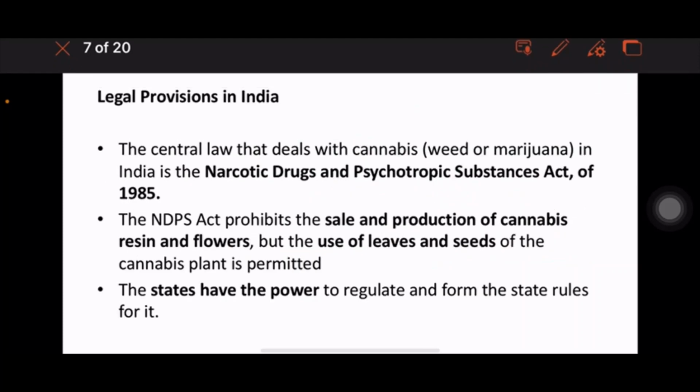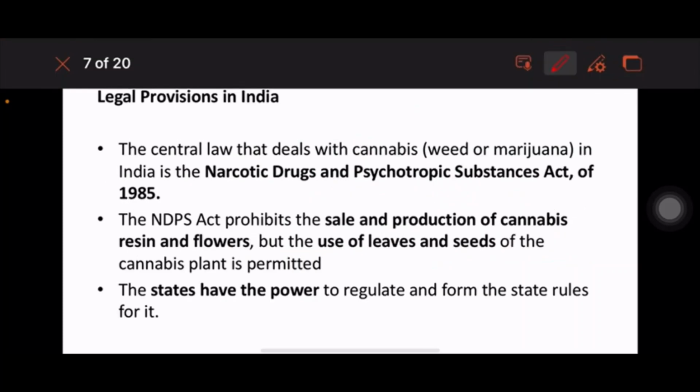The central law dealing with cannabis in India is the Narcotic Drugs and Psychotropic Substances Act of 1985. According to this act, it prohibits the sale and production of cannabis resin and flowers, but the use of leaves and seeds of the cannabis plant is permitted. The states have the power to regulate and form state rules for it.